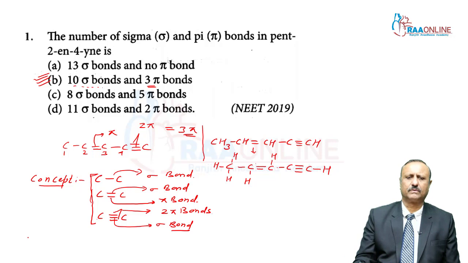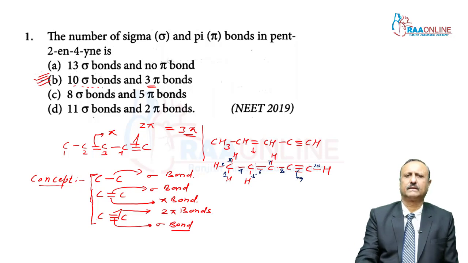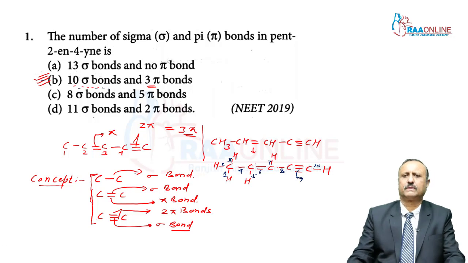Here, my dear students, you can count the sigma bonds also. This is the 1, 2, 3, 4, 5, 6, 7, 8, this 9 and this is 10. So, my dear students, you can see here the sigma bonds are 10. This is a question which was asked in NEET 2019.